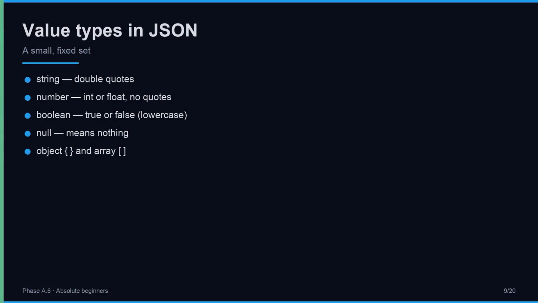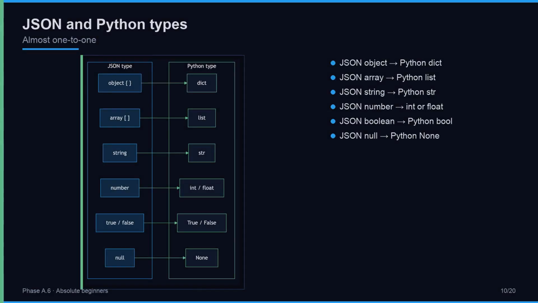JSON has only a few value types. Strings in double quotes. Numbers, with no quotes, integers or decimals. Booleans, written lowercase as true or false. Null, also lowercase, meaning nothing. Arrays in square brackets. Objects in curly braces. That is the entire type system. It is small on purpose, so every language can map JSON to its own types without ambiguity. Python maps them cleanly, as you will see next. A small type system.